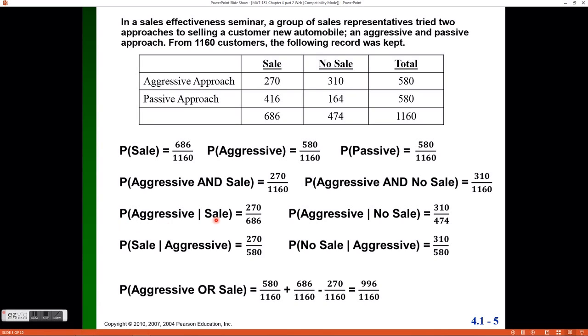On line 3, I am actually finding the people who had both the aggressive approach used on them and bought a car. But I'm already given one of those pieces of information. So since I know this customer has bought a car, I now no longer think he or she is just one of the 1160, but one of only 686. So it's the same 270 customers, but the probability is decreased because I already have a known event.